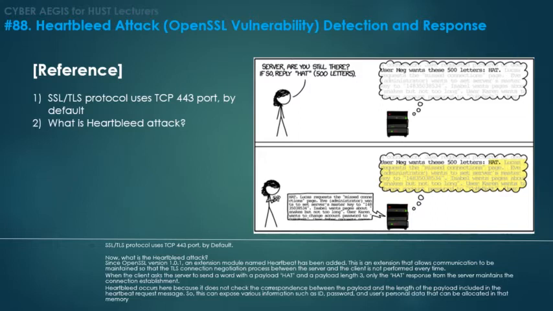HeartBleed occurs here because the server does not check the correspondence between the payload and the length of the payload included in the heartbeat request message. So, this can expose various information such as ID, password, and users' personal data that can be allocated in the server's memory.